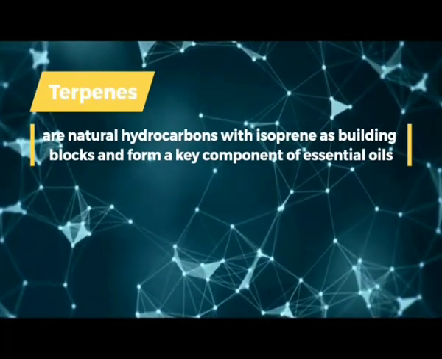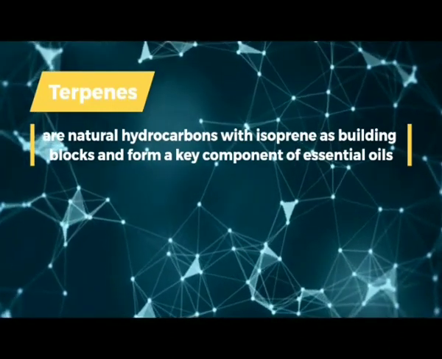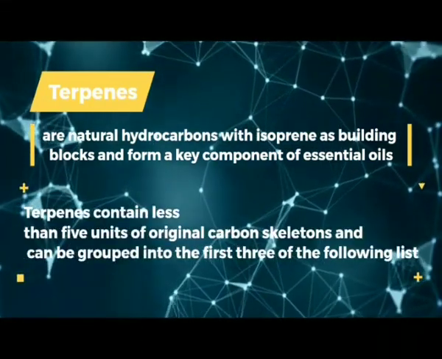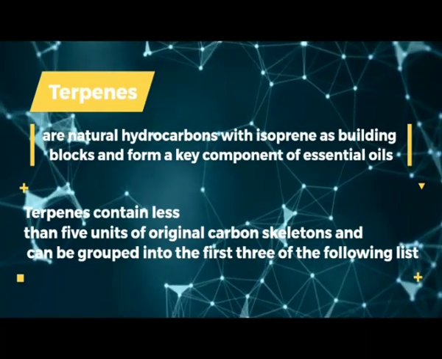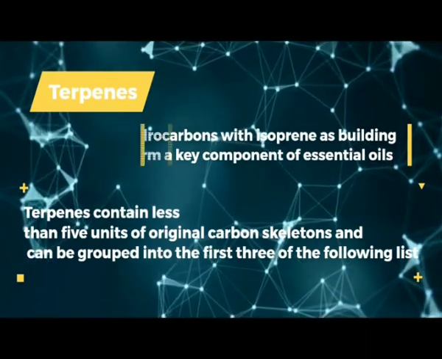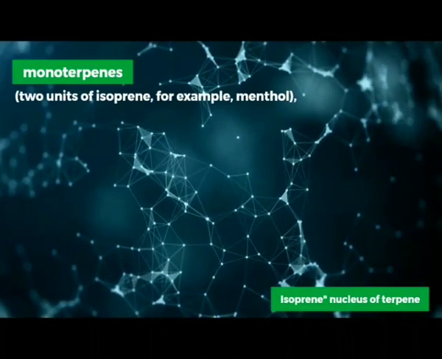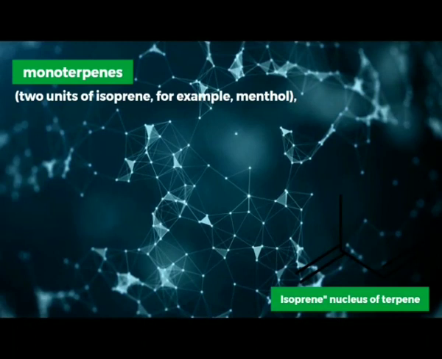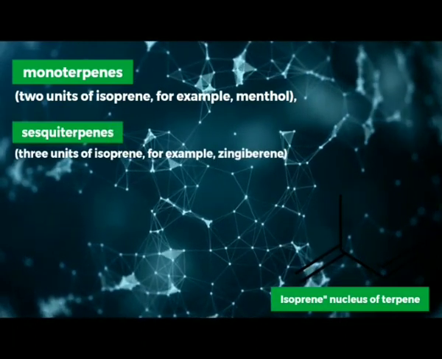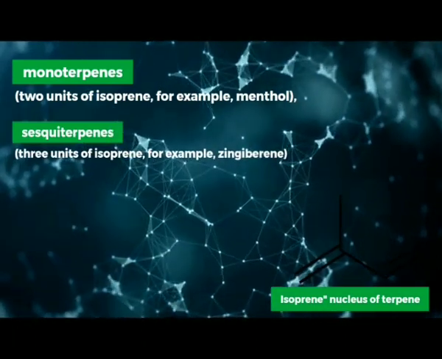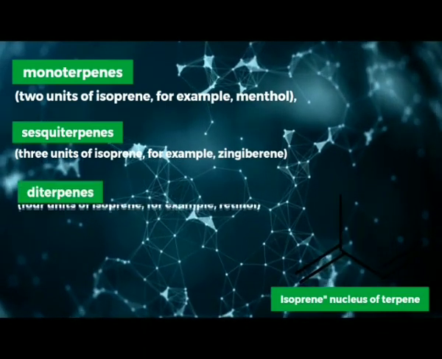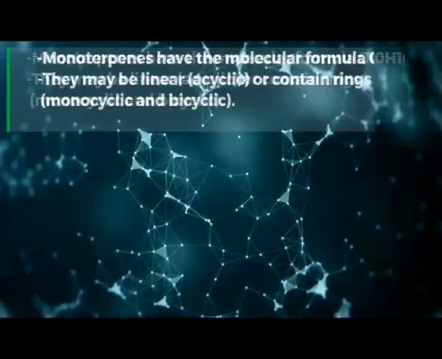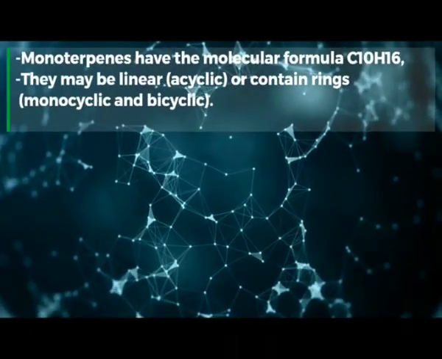Terpenes are natural hydrocarbons with isoprene as building blocks and form a key component of essential oils. Terpenes contain 5 or more units of carbon skeletons and can be grouped into the following. Monoterpenes, 2 units of isoprene, for example, menthol. Sesquiterpenes, 3 units of isoprene, for example, zingiberene. Diterpenes, 4 units of isoprene, for example, retinol.